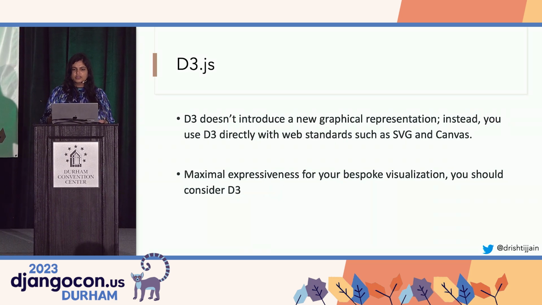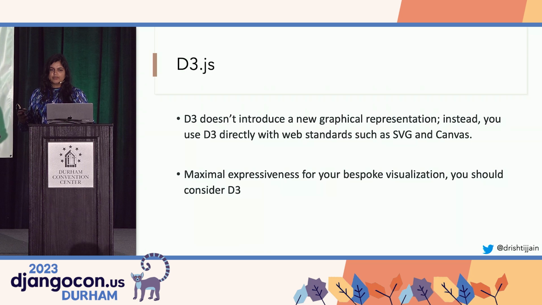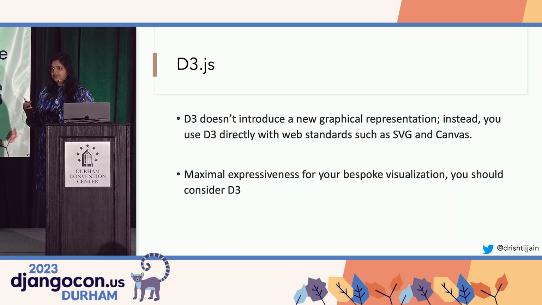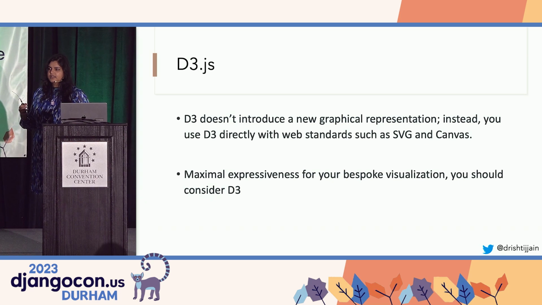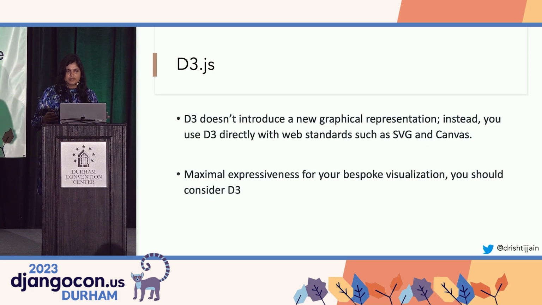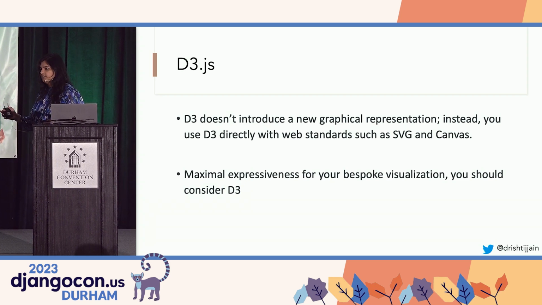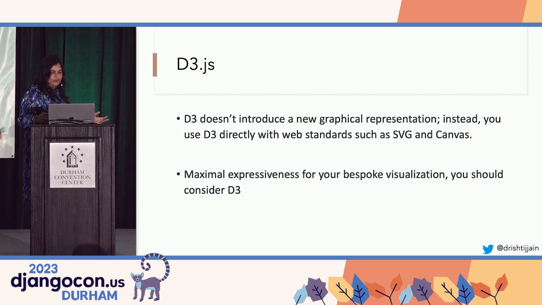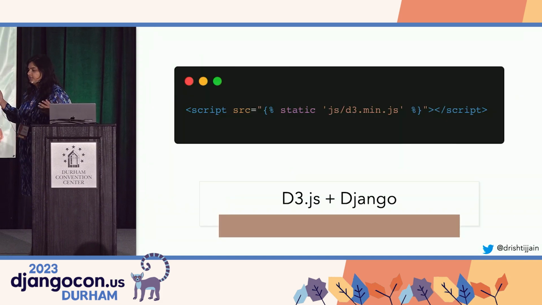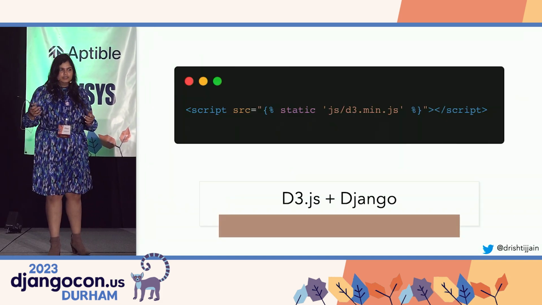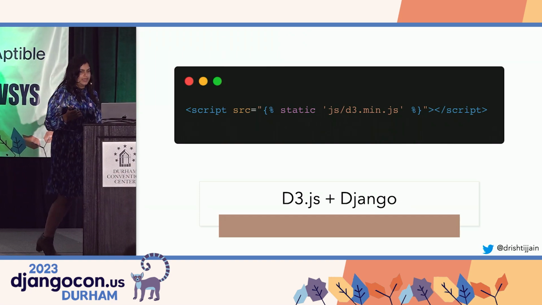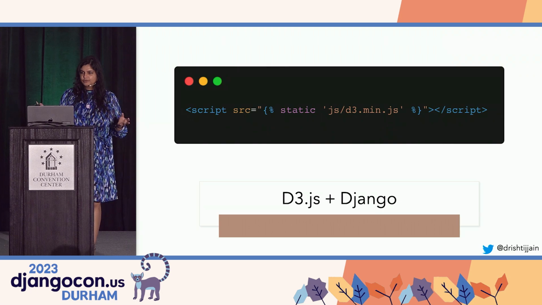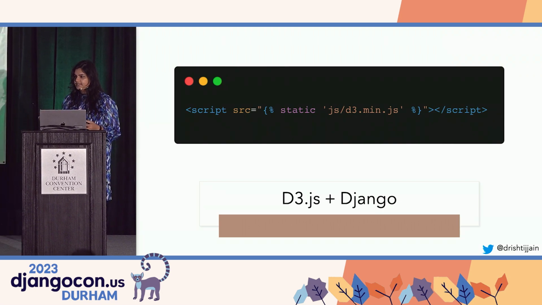It also does not, by default, have a new graphical representation. Instead, with SVG and Canvas, you can integrate it such that everything is customizable. And for any application which uses maximum expressiveness for your visualizations, D3 is the way to go. And if you ask me, how do you actually have the two worlds of D3 and Django combined together? You simply include it in your script tag. And that is what helps you do it. In a couple of slides, we'll also see an example of working and customizing a chart on our own.